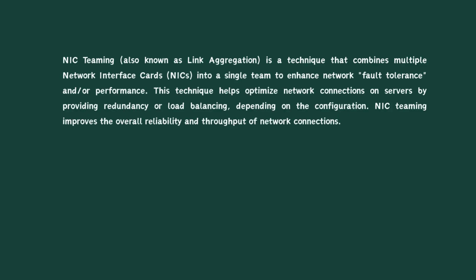NIC teaming, also known as link aggregation, is a technique that combines multiple network interface cards into a single team to enhance network fault tolerance and/or performance. This technique helps optimize network connections on servers by providing redundancy or load balancing, depending on the configuration. NIC teaming improves the overall reliability and throughput of network connections.